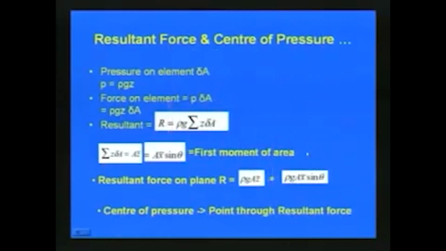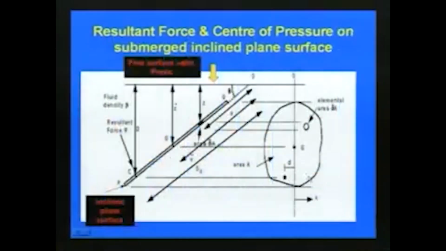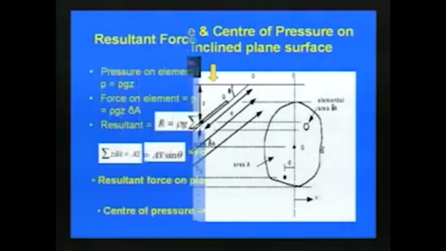So, now we got the resultant force. Now, the center of pressure is the point through which the resultant force acts. So, here you can see the point where the resultant force acts, that is called the center of pressure. So, how to find this center of pressure?